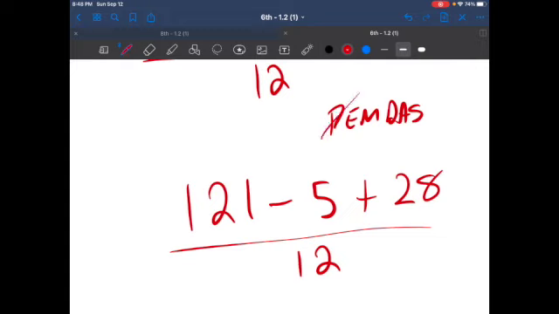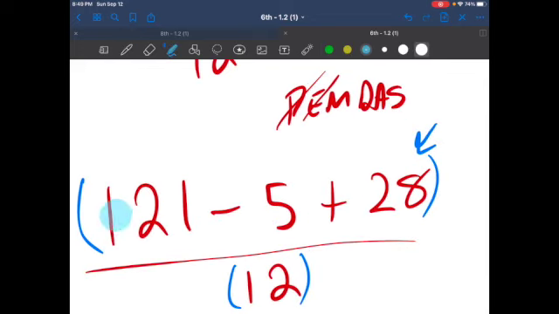Do we have any parentheses? Nope. Do we have any exponents? Nope. Do we have any multiplication or division? Well, technically we do, but first we need to solve what's on top or what's on bottom first. So let's solve what's on top over here.